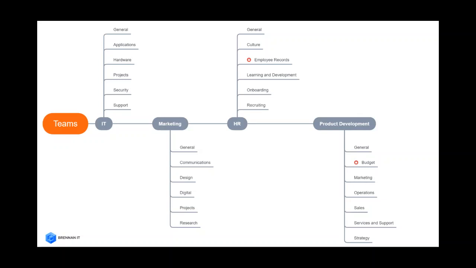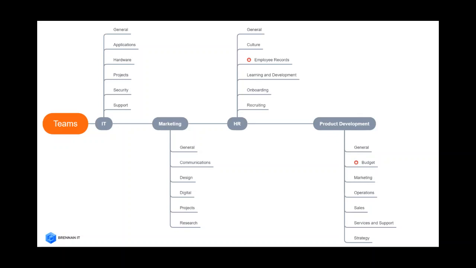So rather than having a product development channel in the marketing team, you would have a marketing channel in the product development team and bring all those conversations and files and other content into the one place so that you can have a better understanding of what the business is doing as a whole rather than having it controlled within your single department. You can also have private channels here.